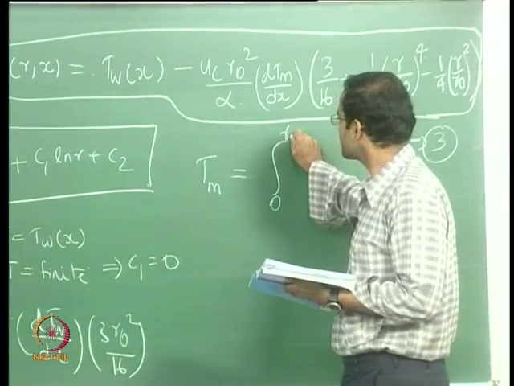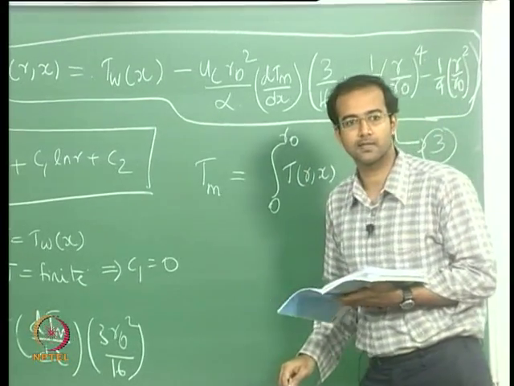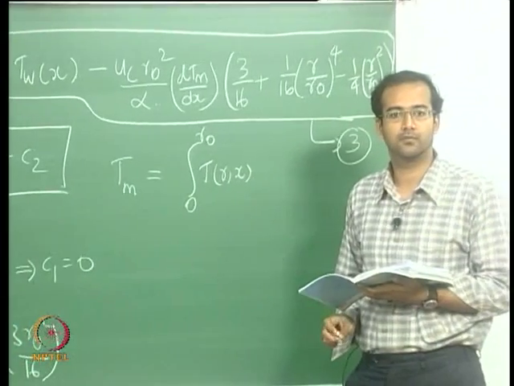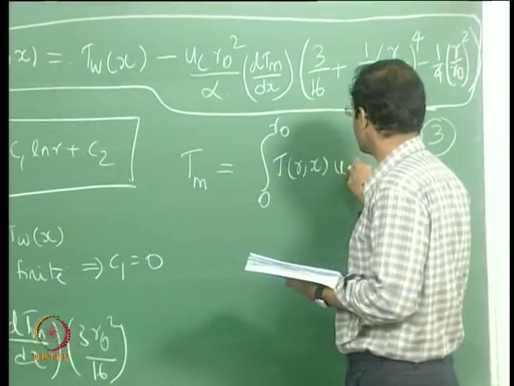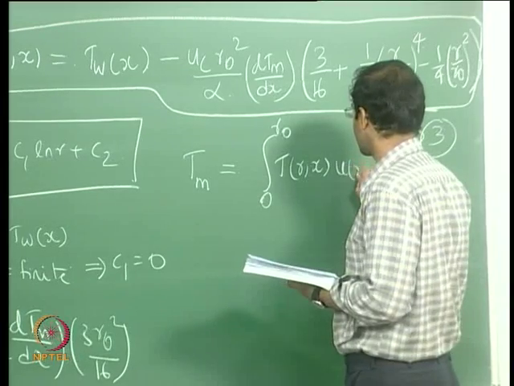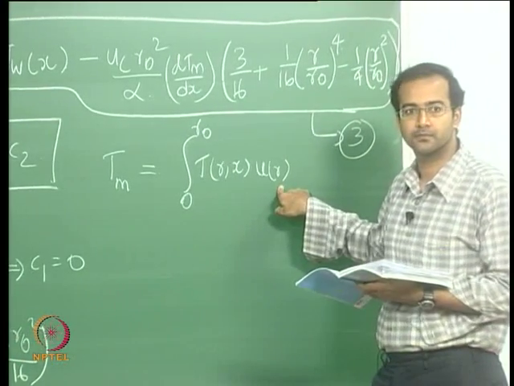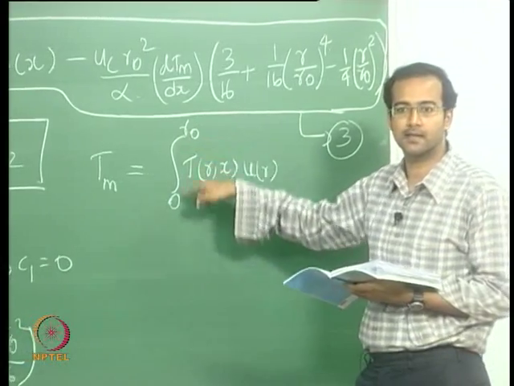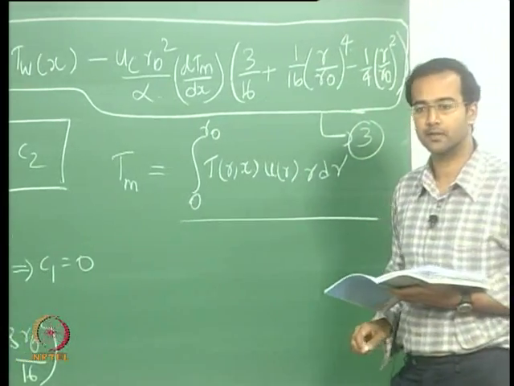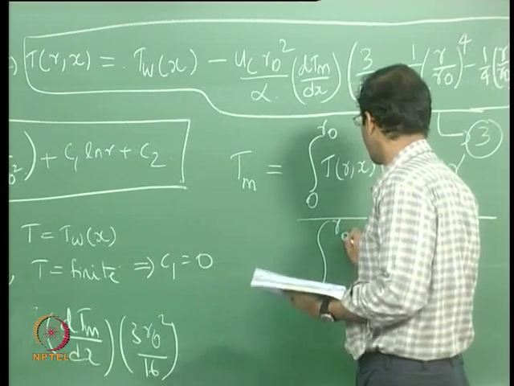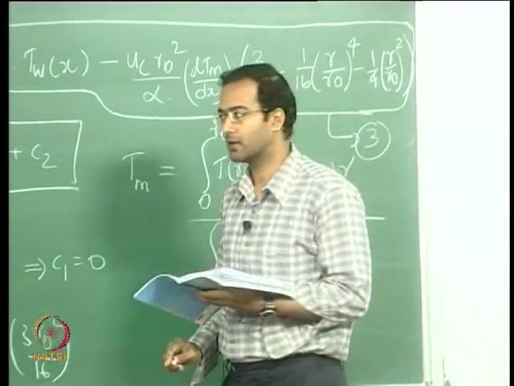0 to R naught, T into, so what is the mass? Rho into A into U. In the numerator and denominator the rho can cancel off, so you have U, and of course U is a function of only R. And what is the differential area? 2 pi r dr. 2 pi cancels in the numerator and denominator, you have r dr. In the denominator it has to be divided by the mass flow rate. So 0 to R naught you have U of R into r dr.